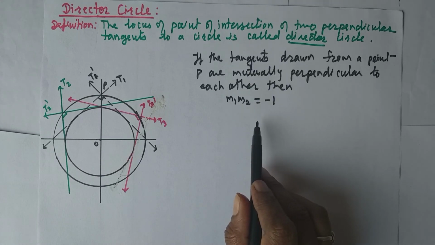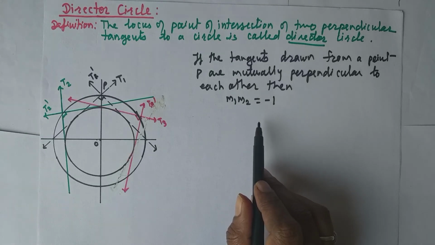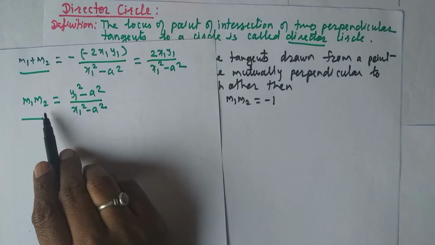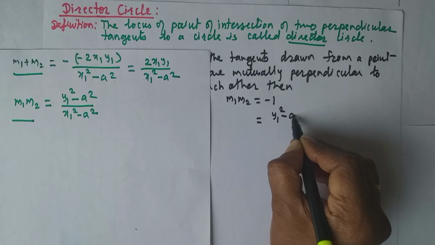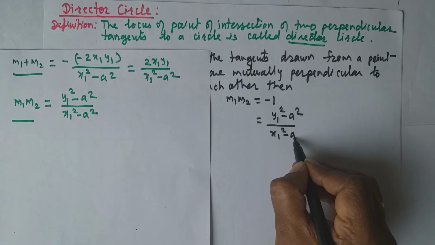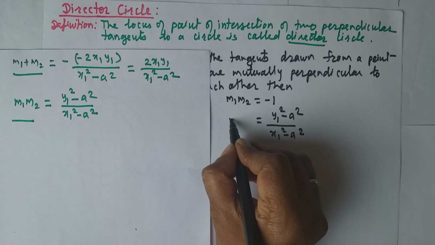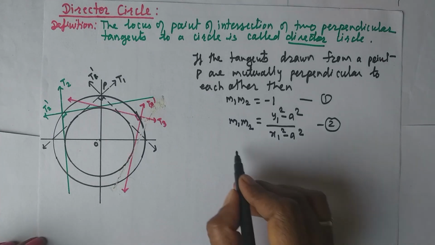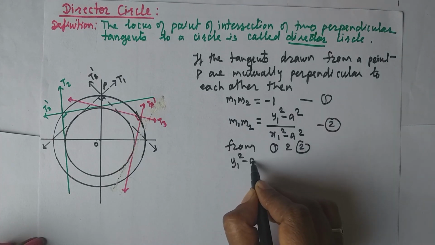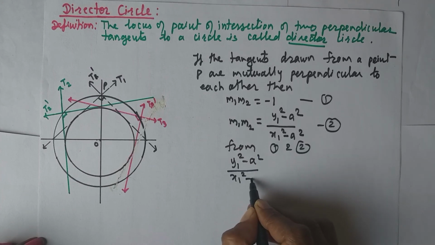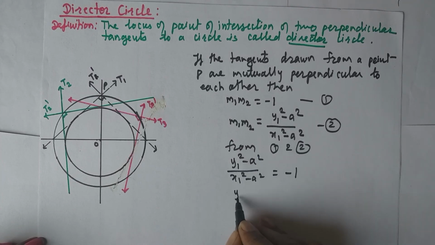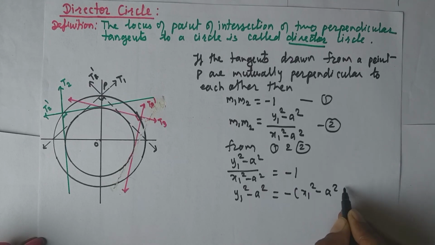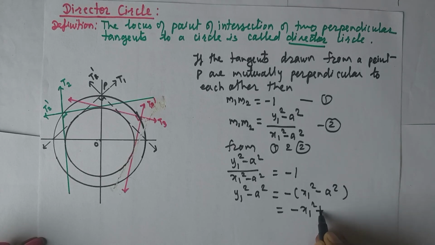Okay. Now, we have seen in our previous concept that if two tangents are perpendicular to each other, then the product of their slopes is (y1 square minus a square) divided by (x1 square minus a square). Now we will simplify this. Comparing these two equations, we get (y1 square minus a square) divided by (x1 square minus a square) is equal to minus 1. Then this will be minus times (x1 square minus a square), which is minus x1 square plus a square.